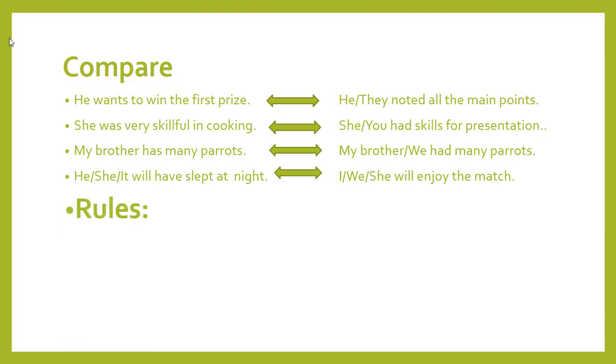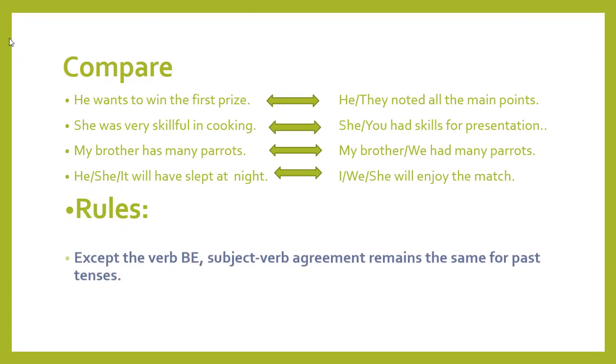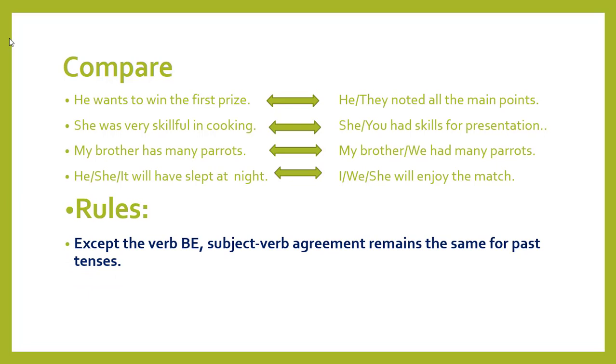What is the rule behind these examples? Rule number 1: except for the verb be, subject-verb agreement remains the same for the past tenses, as in: he or they noted all the main points, she or you had skills for presentation, my brother or we had many parrots. For these sentences, except the verb be, subject-verb agreement remains the same for past tenses.